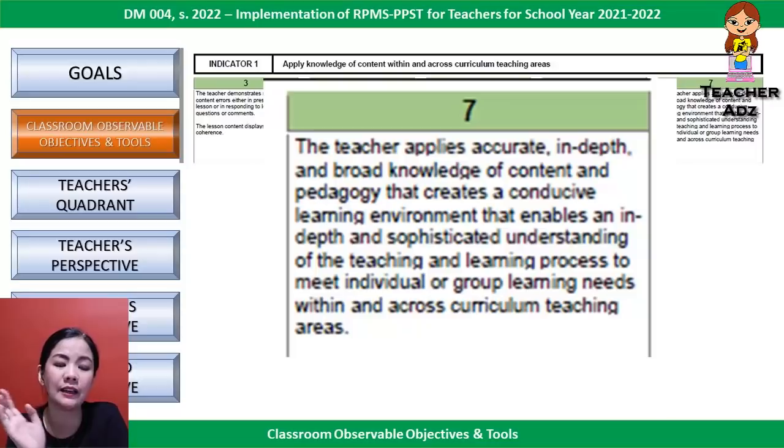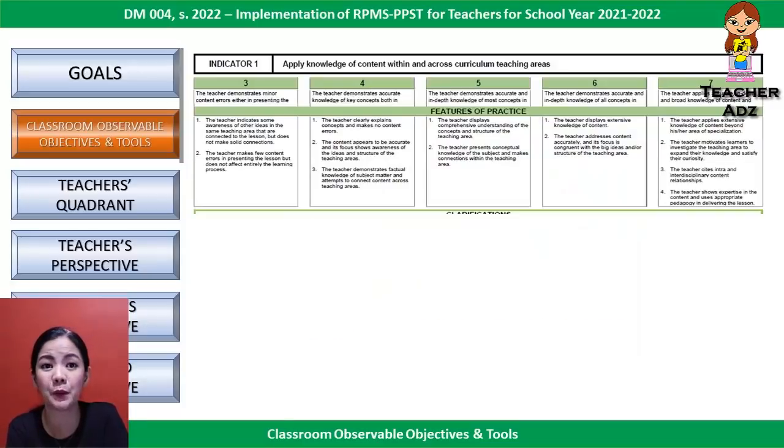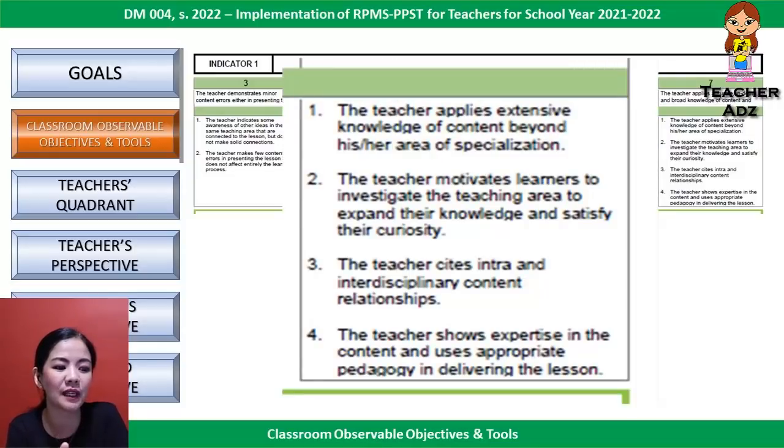So, if I could not fully understand this one, the description, then I would look at the features of practice, which is written just below the description. So, if I would like to get level 7, then I'll have to showcase practice which are similar but not limited to this one. Okay, so number 1, the teacher applies extensive knowledge of content beyond his or her area of specialization.